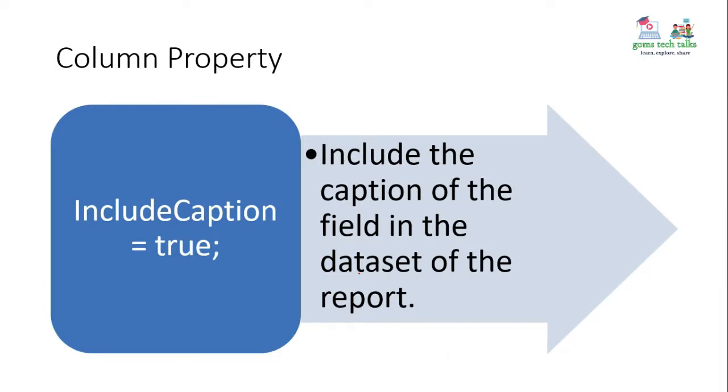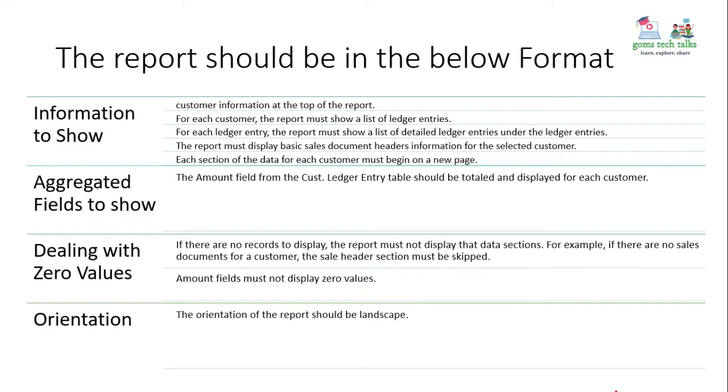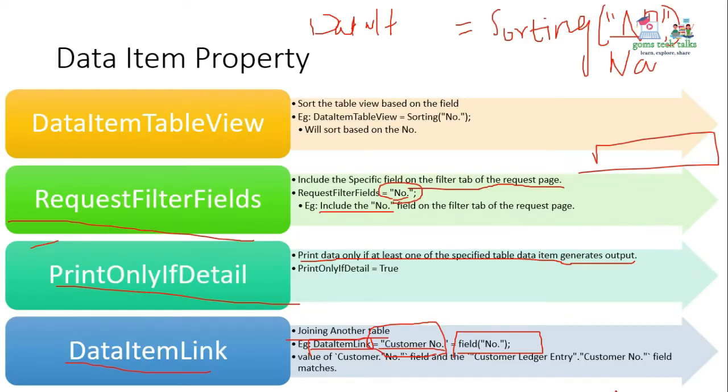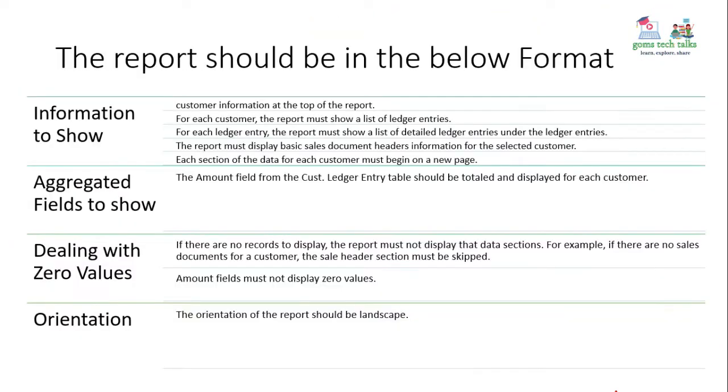Next is the column property. This is specifically for the column. Include caption, so the caption will be included in the data set. Okay, so far we have discussed what are the tables which we are going to use, and what are the properties which we are going to use in our report code.